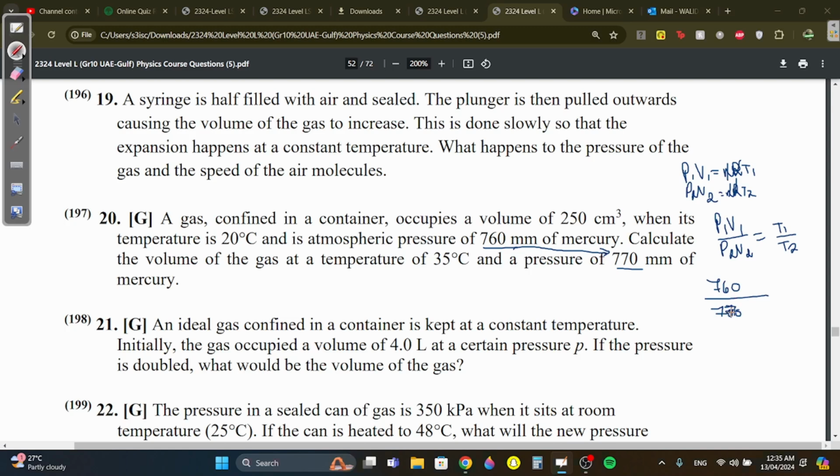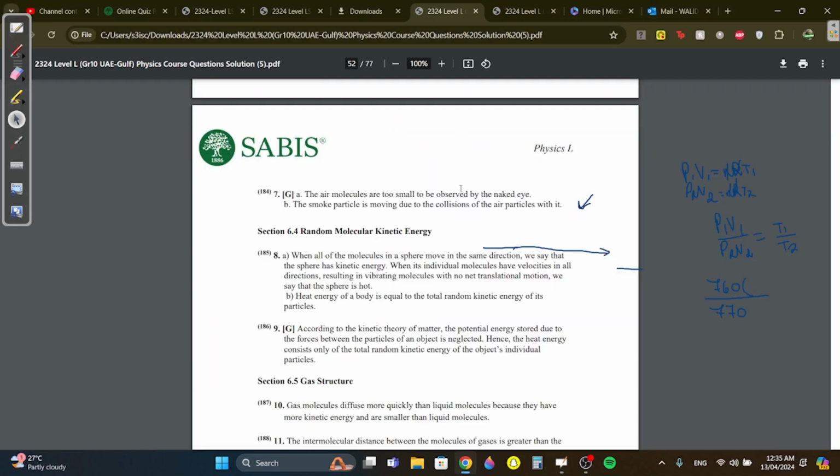770. Hold up. 770. Okay, 760 times V1, volume 1. Volume 1 was 250 cm cube. Do they want the answer in meter cube? Hold up.